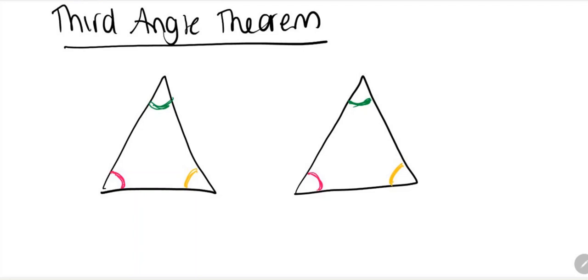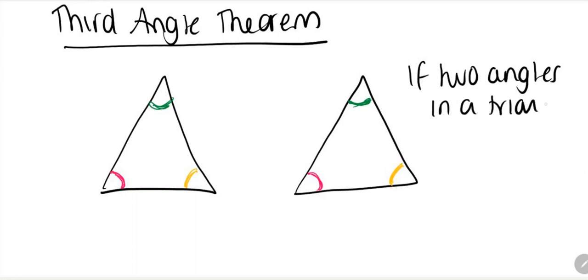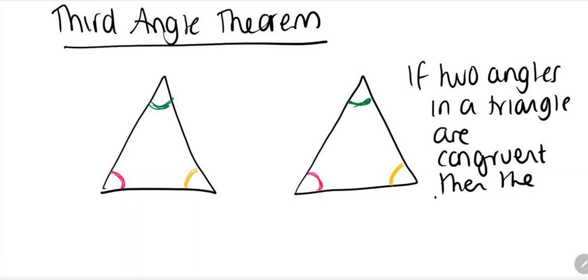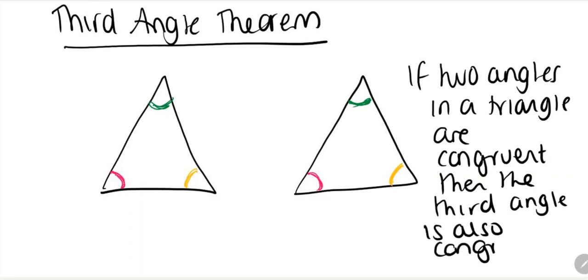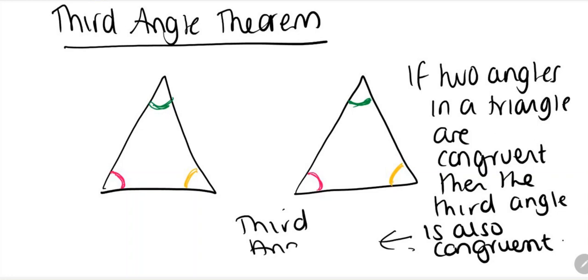So we can say if two angles in a triangle are congruent, then the third angle is also congruent. And this is the reason it is called the third angle theorem.